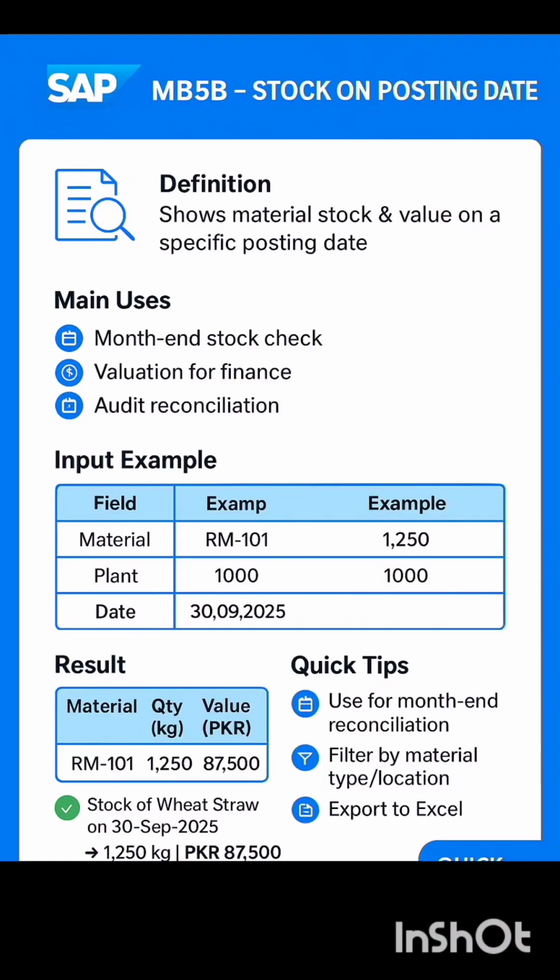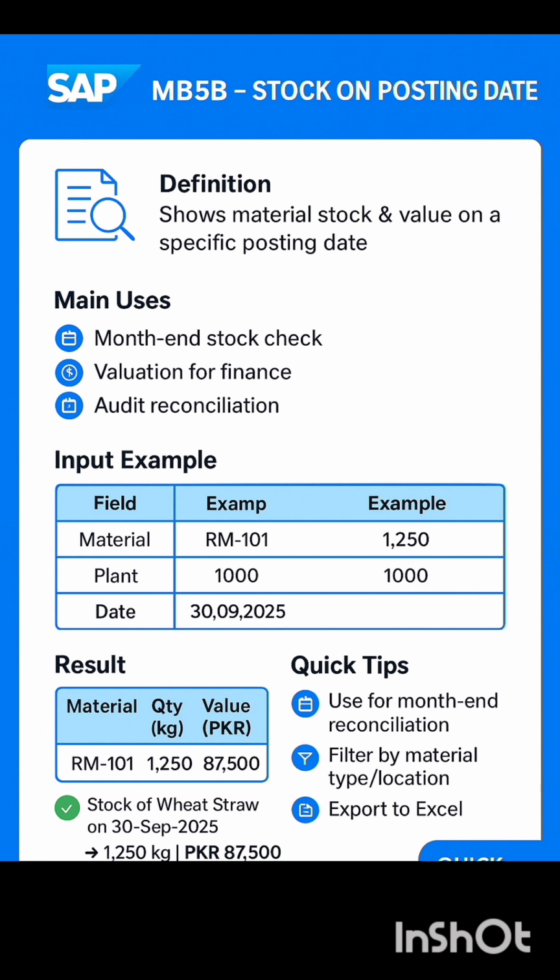Today we will discuss the MB5B transaction, that is stock on posting date. It shows material stock and value on a specific posting date. Its main uses include month-end stock check, valuation for finance, and audit reconciliation. For example, you enter material type, plant and date, and in result it will show you the quantity and value of that particular material on opening date and closing date.